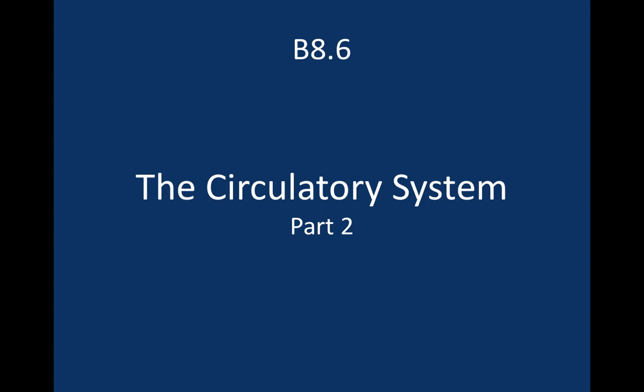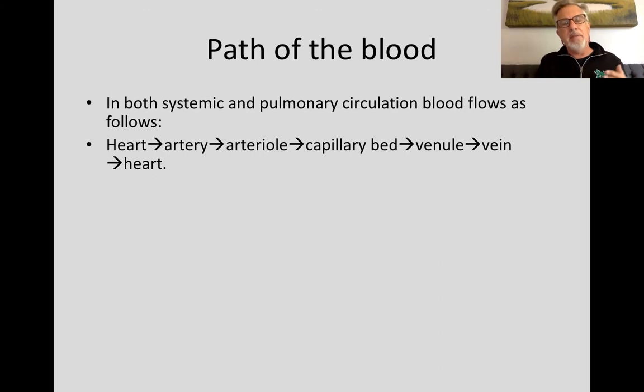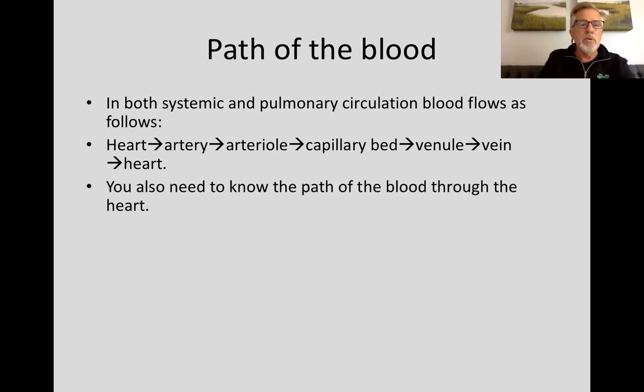So let's get started. First, I want to review the general model of circulation of the blood. In both systemic and pulmonary circulation, blood flows as follows. It starts in the heart and it flows into an artery and then into ever smaller arteries, finally into an arteriole, into the capillary bed, and then to a venule, the teeny veins, then into veins, bigger and bigger veins, back to the heart. Now what we want to do is look at the path of blood when it gets back to the heart so you can complete the cycle here.